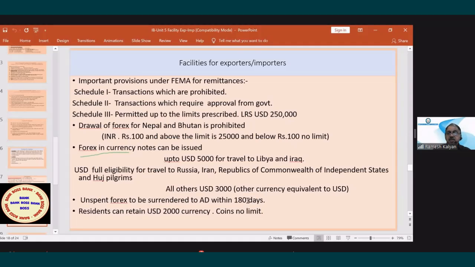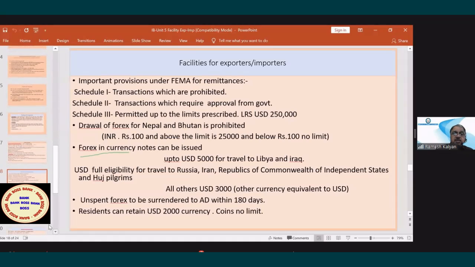A person returns. Hello? Yes, sir. Full eligibility for travel to Russia is how much, sir? 250,000. Full eligibility, this amount. Okay. This resident can retain up to 2,000 in currency. You can keep it with yourself. If you want, you can credit it to an RFC account. Coins, there is no limit. These are only in respect of remittances.